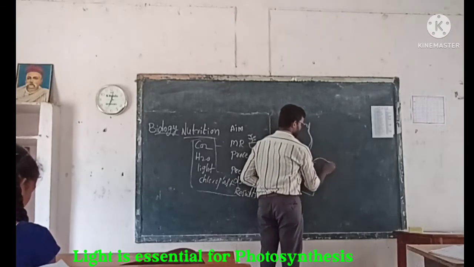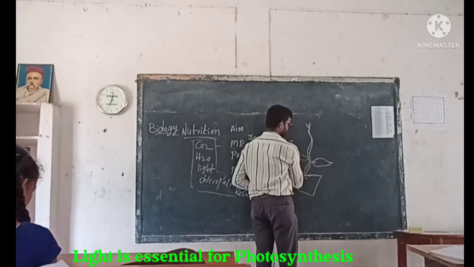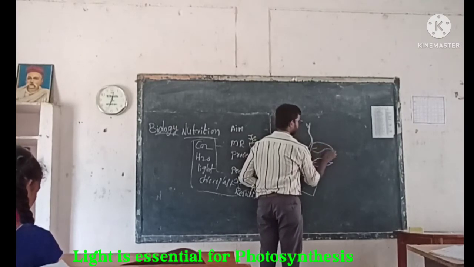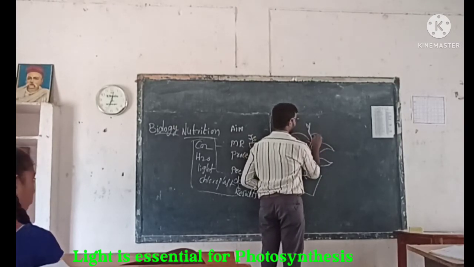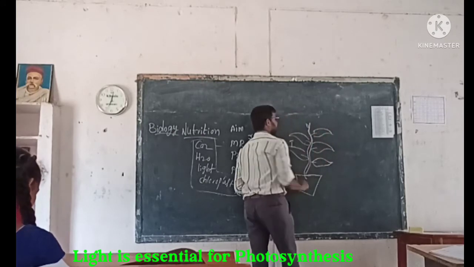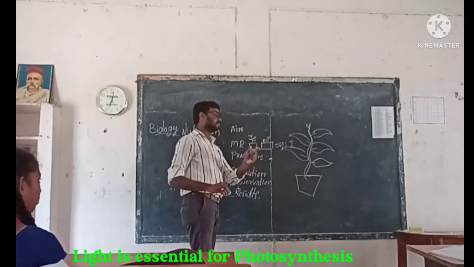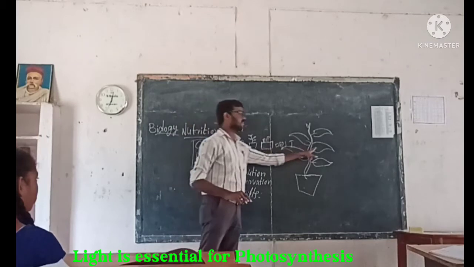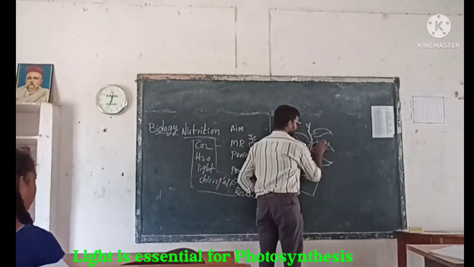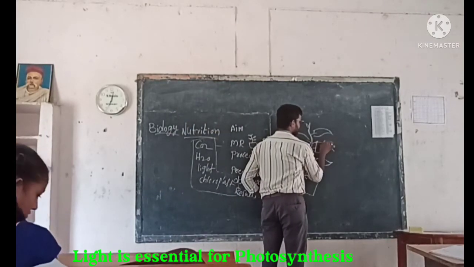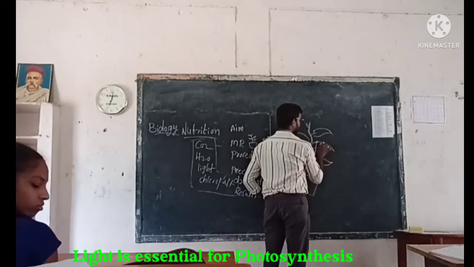Broadly, you have to take a potted plant here. Take clips. With the help of clips, you have to arrange the black paper on one leaf. Clips, you just put like this. Okay?